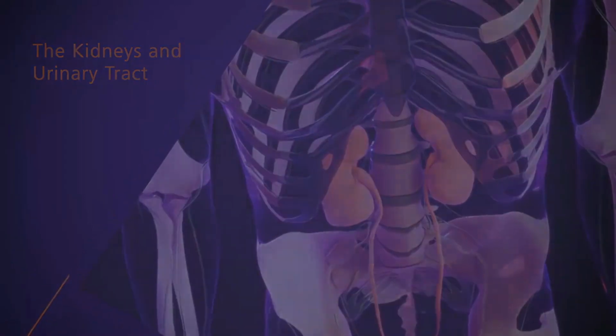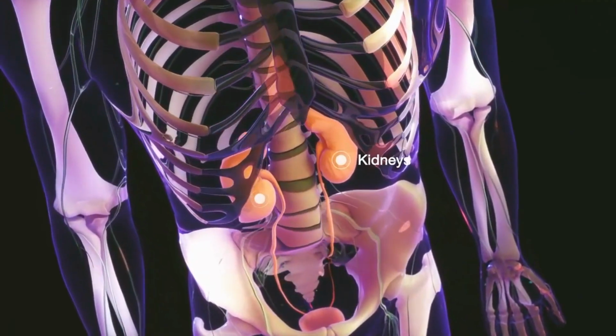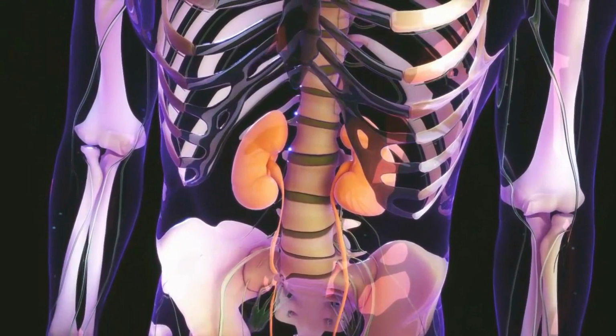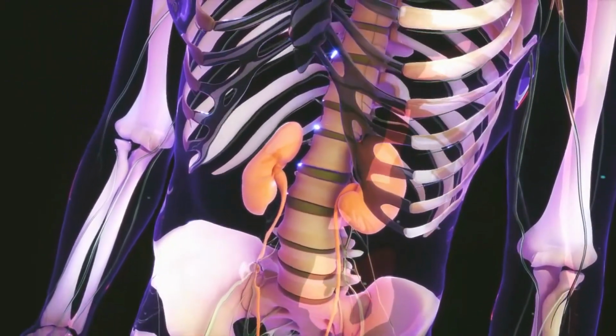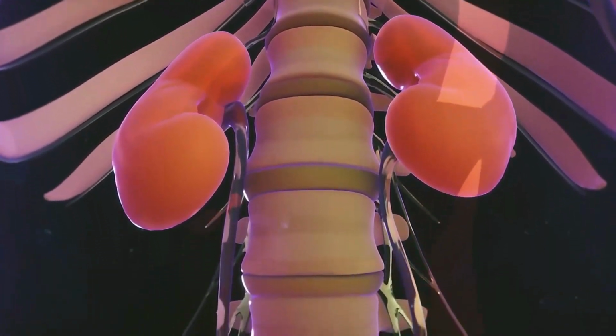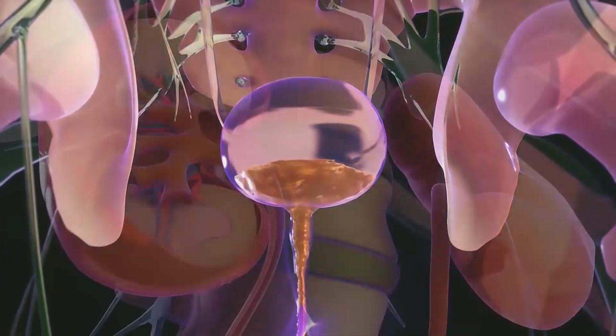Kidney is one of the most important organs in the human body. It's one of the most interesting too. Kidneys filter the blood and act as a waste disposal system of the body, sending unwanted products to the ureter to be passed out as urine.